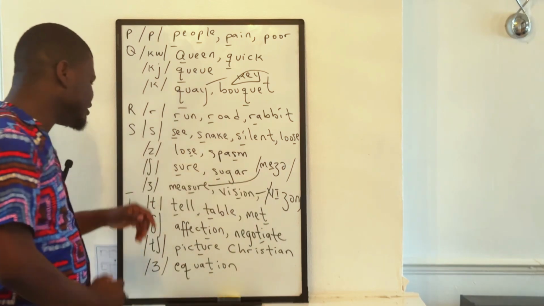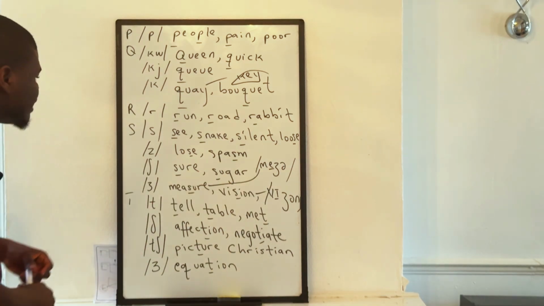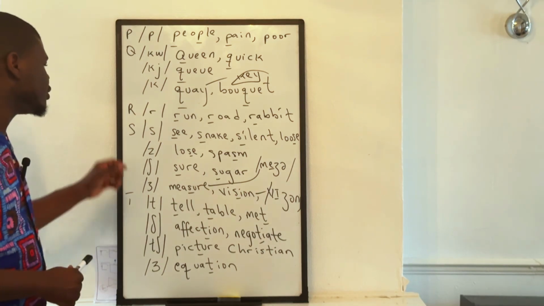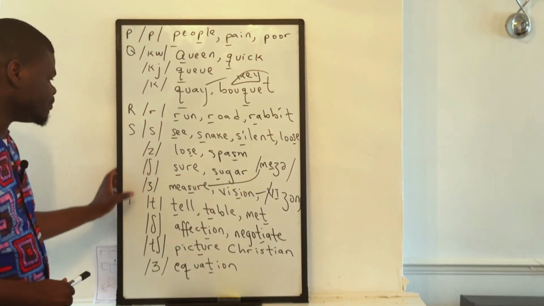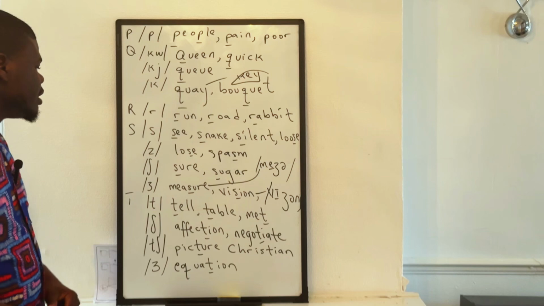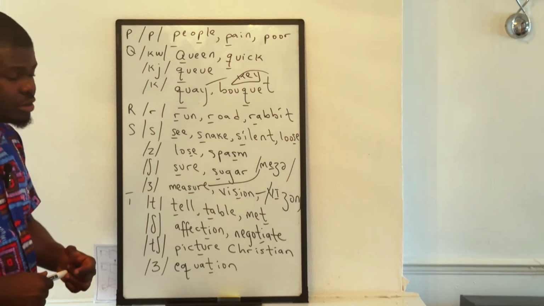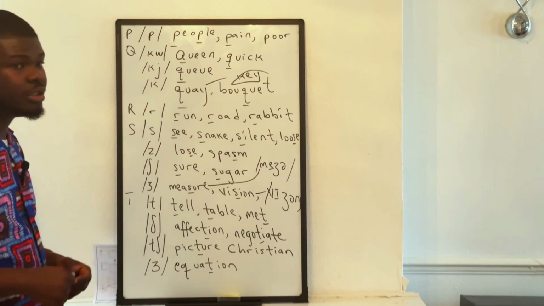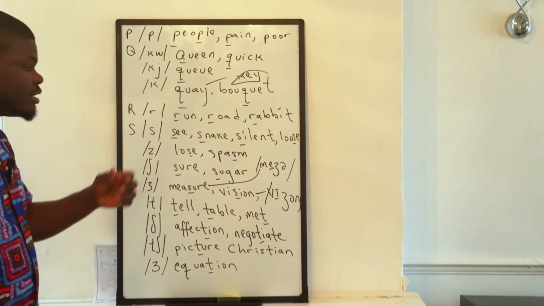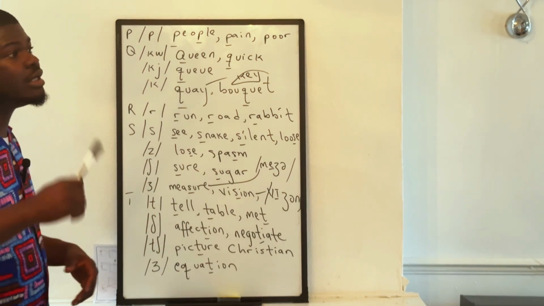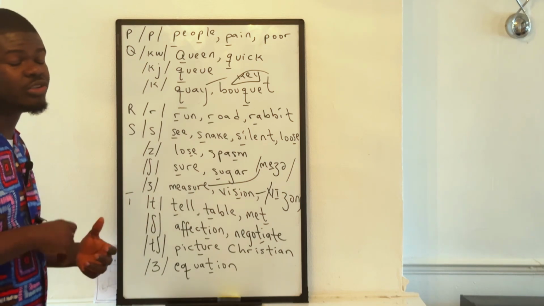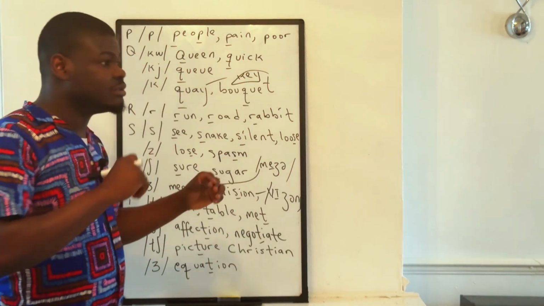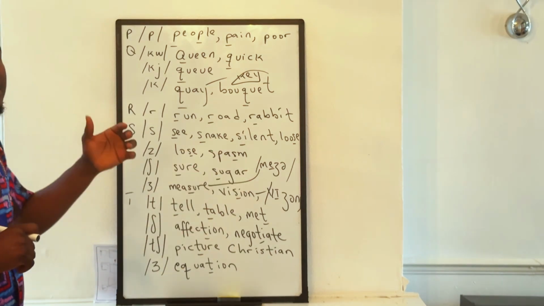Take note of that. Letter T gives us the sound t, as in tell, table, met. It also gives us the sound sh, the same sound that we've got here. But this time around, letter T. Affection, negotiate. You see, I didn't say negotiate, it's stressed on the second syllable. So take note of that the next time you're trying to pronounce that word.